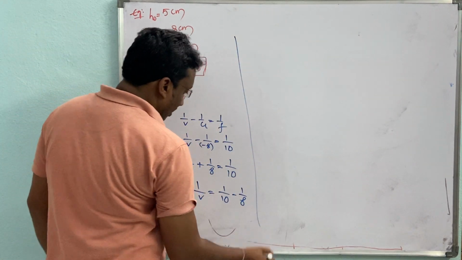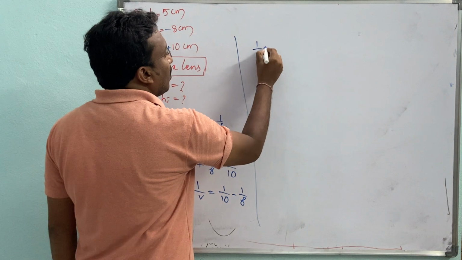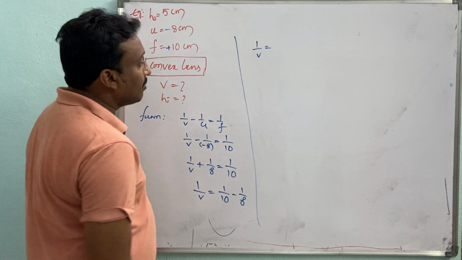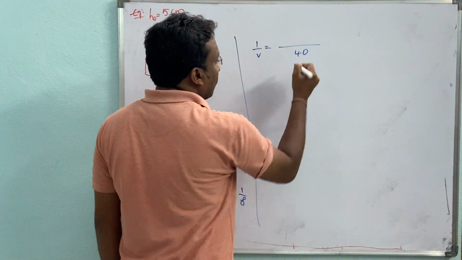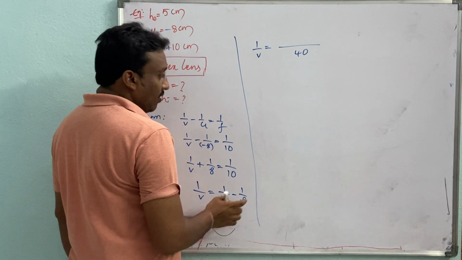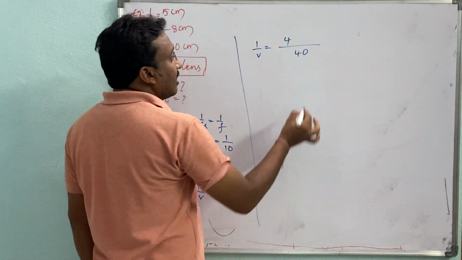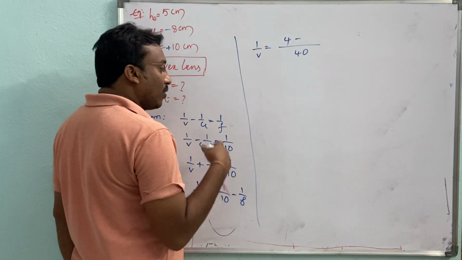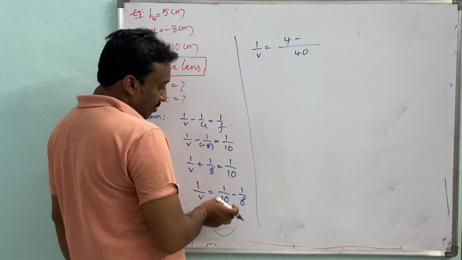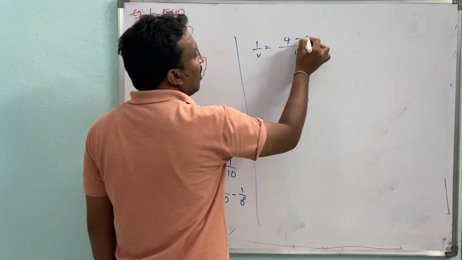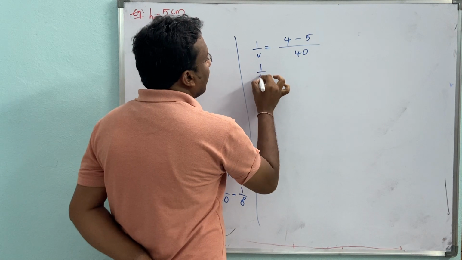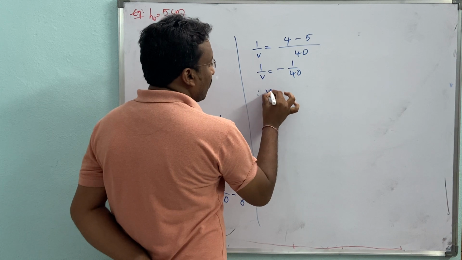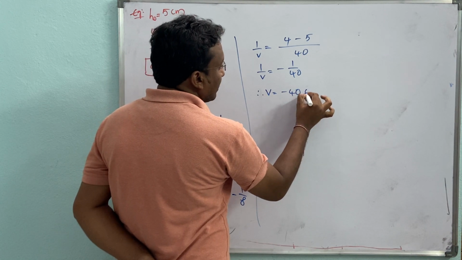Okay. Then 1 by v equal to, here LCM of 10 and 8 becomes 40. 40 is the LCM. 10 4s are 40, right? Here we have a minus symbol, here we have a plus symbol, so I kept plus. Then there is no need to write the plus. Then here minus, then minus 8 5s are 40, right? Okay, 1 by v equal to minus 1 by 40. Therefore, v equal to minus 40 centimeters.